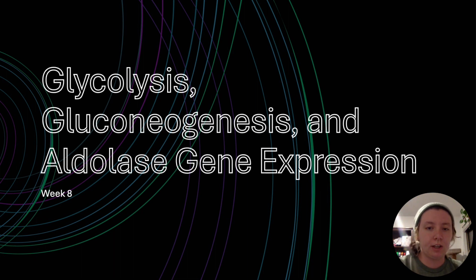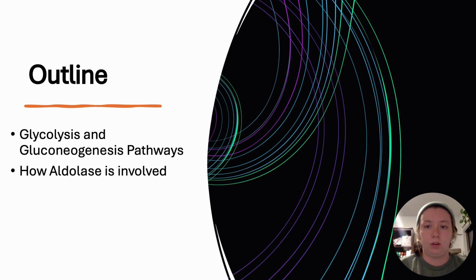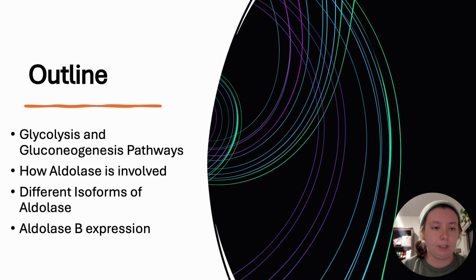Hi everyone, this is Emily with the glycolysis, gluconeogenesis, and Aldolase gene expression presentation for week 8 for Chem 530 biochemistry. Just to go over a few things that are going to be in this presentation. We have glycolysis and gluconeogenesis pathways, how Aldolase is involved, and the different isoforms of Aldolase and Aldolase B expression.